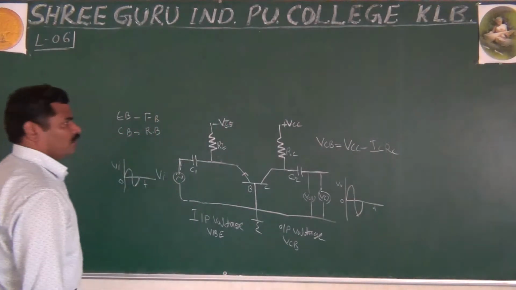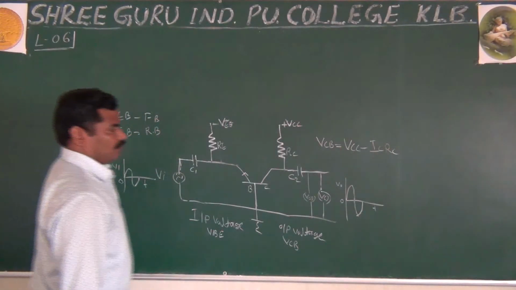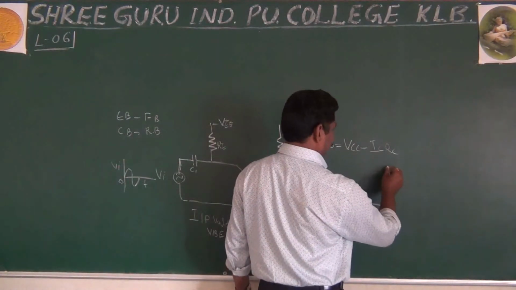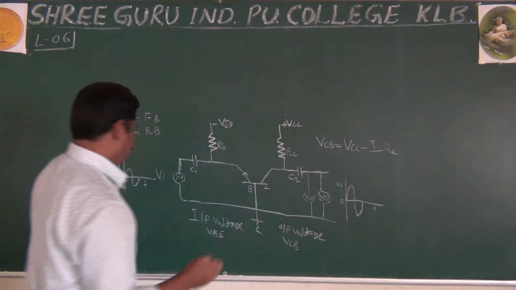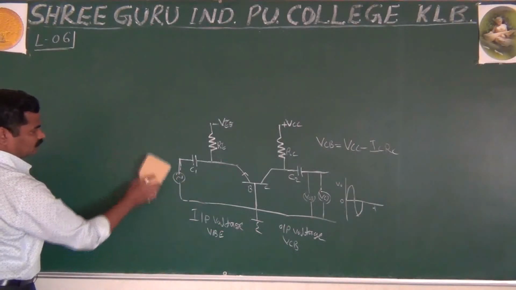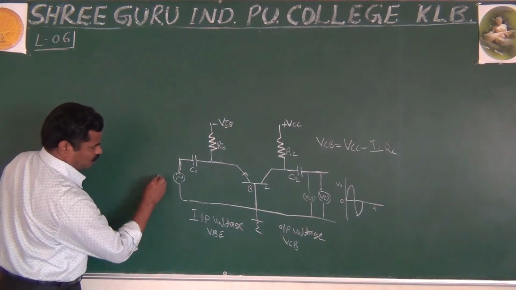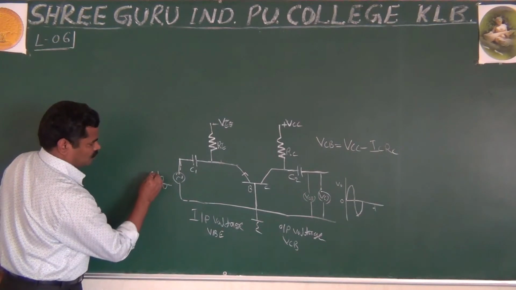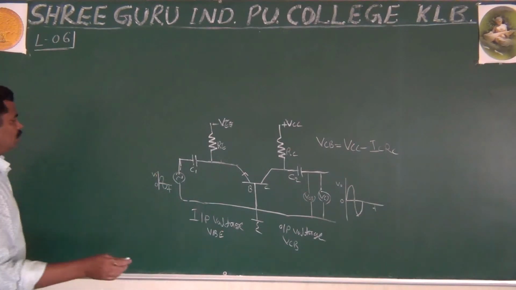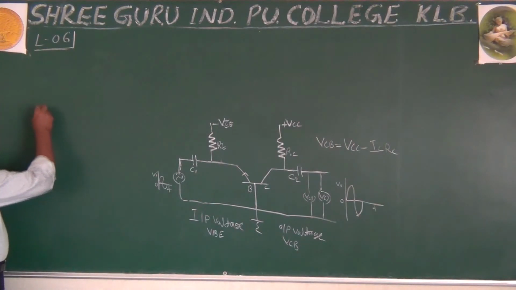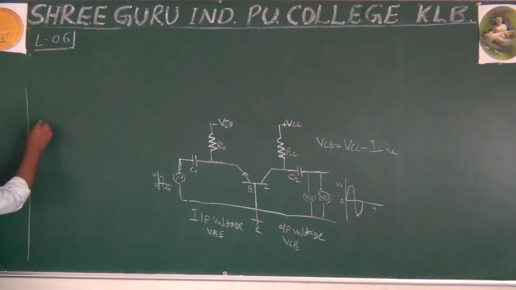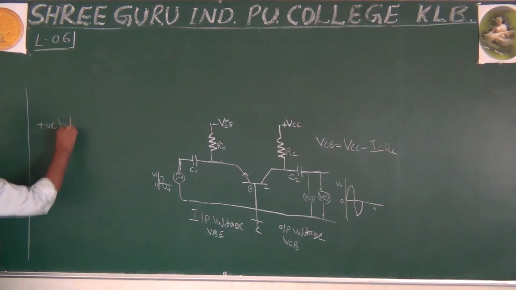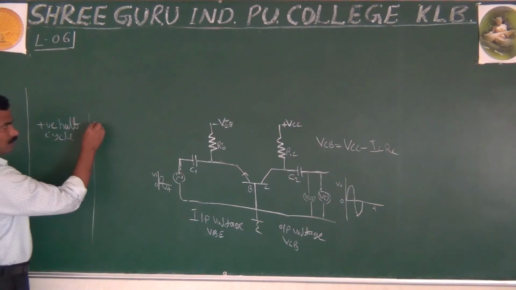Especially, as we know already, if you go on here, we can write here the input signal, a very small input signal, Vi sin ωt, and here we can write about the positive half cycle. What is the effect of the positive half cycle? And what is the effect of the negative half cycle?